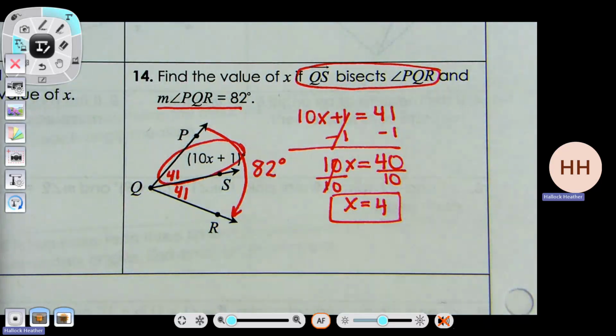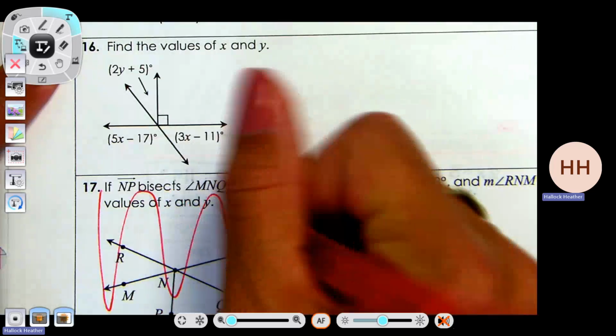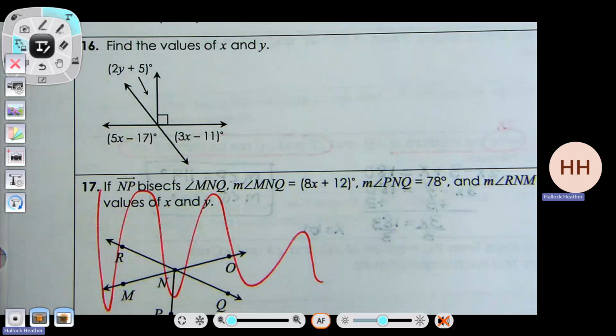Let's do one of the X, Y problems. And then you can work on these. So let's jump down to 16. Remember, you do not have to do 17. So scribble out 17. You don't have to do that one if you haven't already done so. 16 says find the value of X and Y.